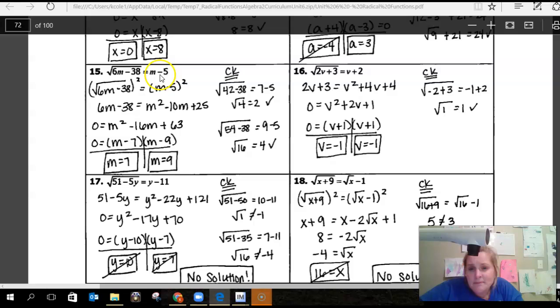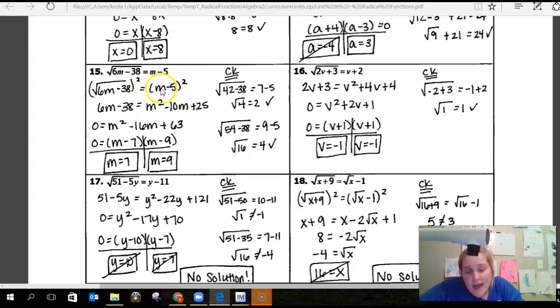Okay, for this one, square, square. Now, you remember that if you have a binomial squared, you have to do FOIL. Okay, so she just has her answer here, but the only way to get this is to actually do FOIL. Okay, then you're going to set it equal to 0 by subtracting 3, adding 38, and this is your polynomial, your quadratic.